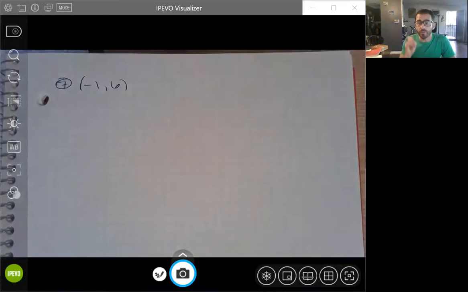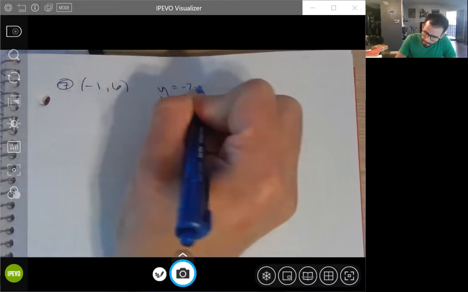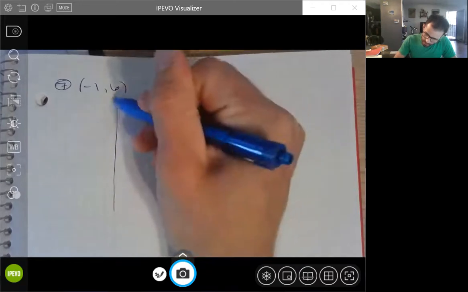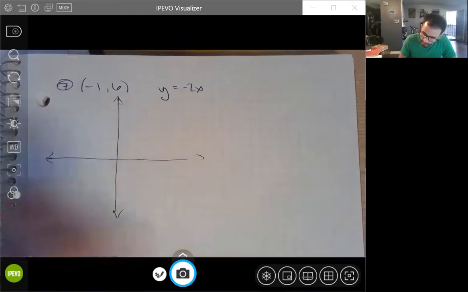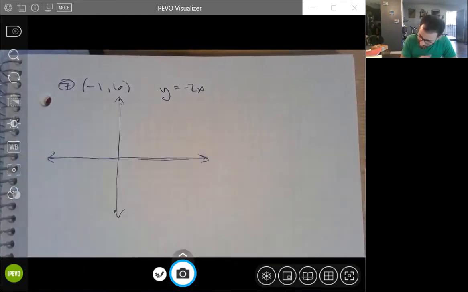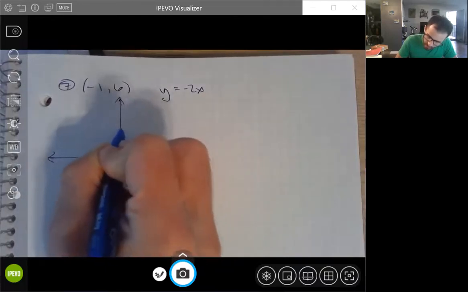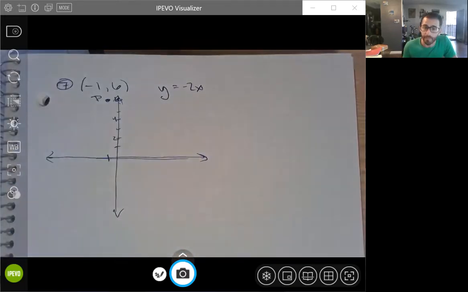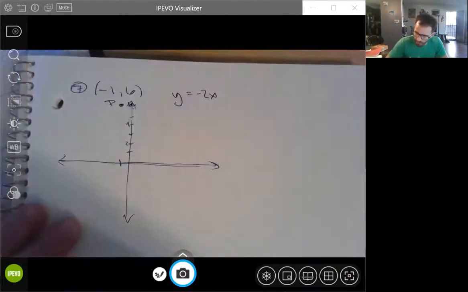We want to find the distance from this point, -1, 6, to this line. Again, let's get an idea of what we're doing. We are at a point, and we see the line we want to go towards. Well, we want to draw it. I don't draw accurately. The point is -1 comma 6: 1, 2, 3, 4, 5, 6. Boom. Here is our point. We are standing here, and we want to get to this line as quickly as possible. You can make up your own story.